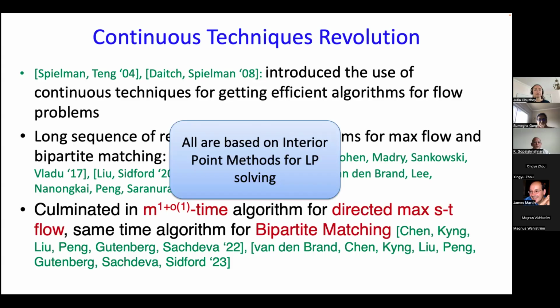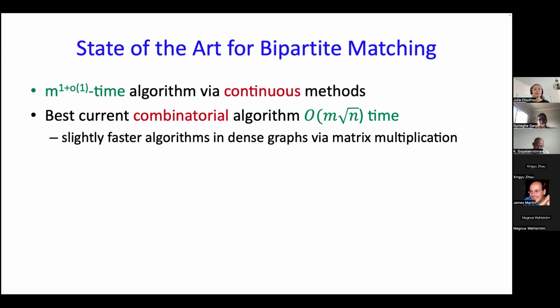So what is common to all of these works is that all of them are based on continuous techniques, where you take a problem, you cast it as a linear program, and then you use interior point methods to solve it. So to summarize, if we now use these continuous techniques, there is an almost linear time algorithm for bipartite matching.